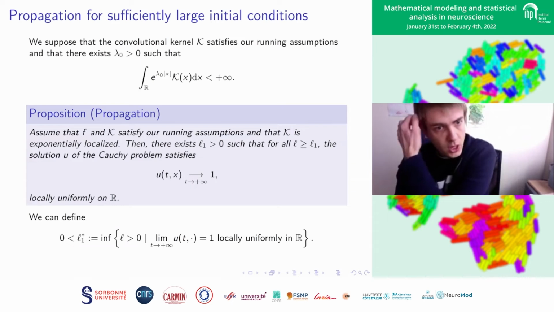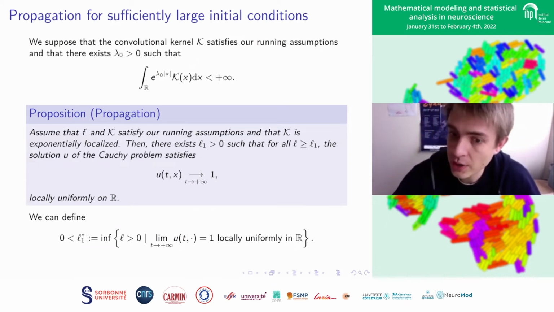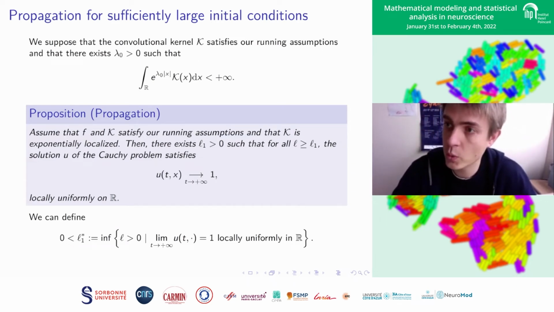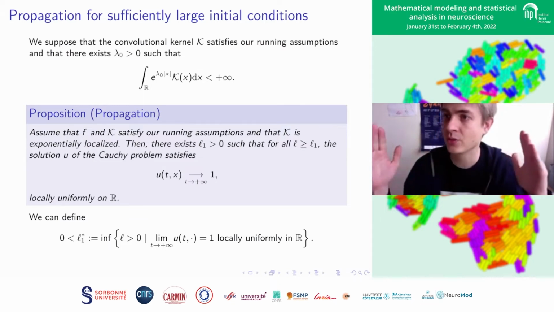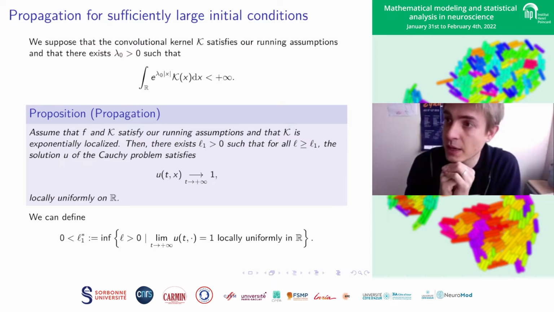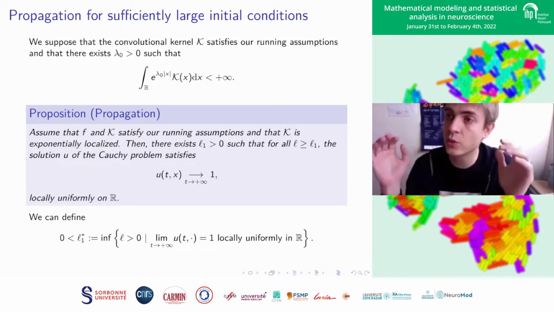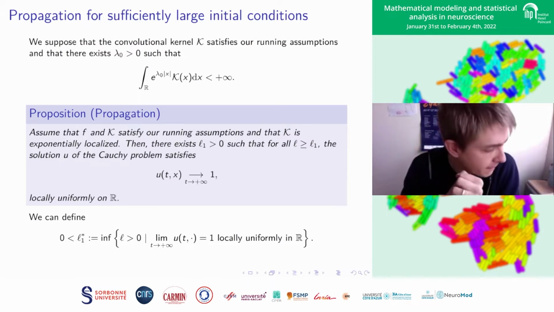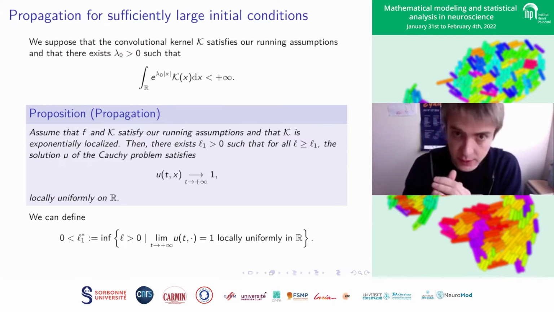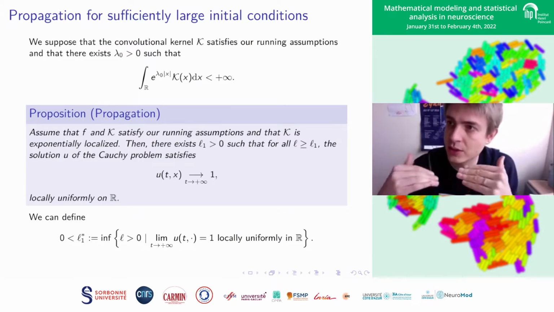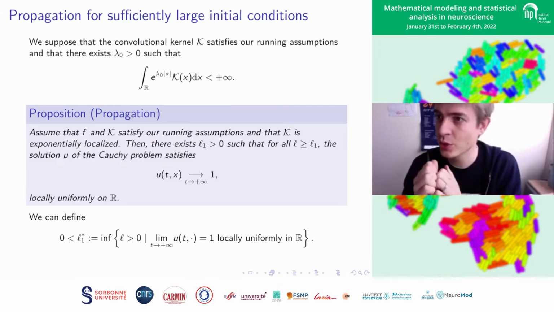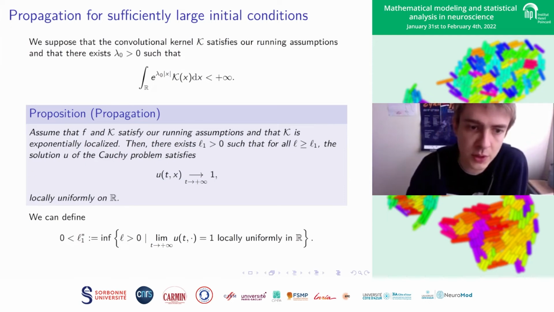So for propagation, in the sense that what you expect is that if your initial condition has its support that is really large, then you expect to have convergence to 1 locally uniformly. So for the proof, it's a more delicate proof because you need to construct sub-solutions. It's usually more difficult to construct sub-solutions.